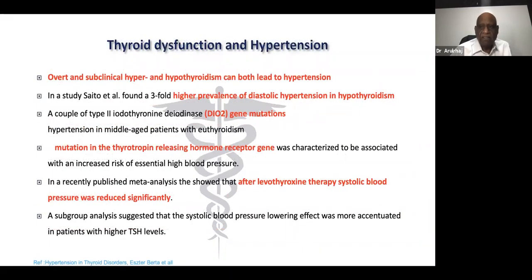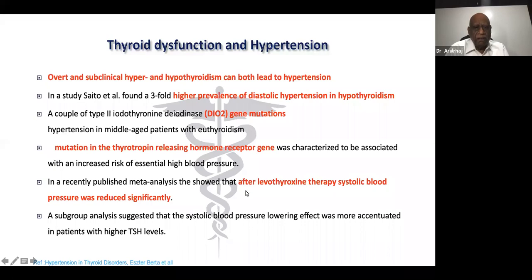Deficiency and vascular accident. Thyroid functions and hypertension. Overt and subclinical hyperthyroidism and hypothyroidism can both lead to hypertension. And a high prevalence of diastolic hypertension is there in hypothyroidism. Gene mutations have a role in it.